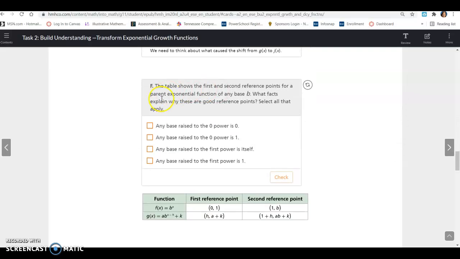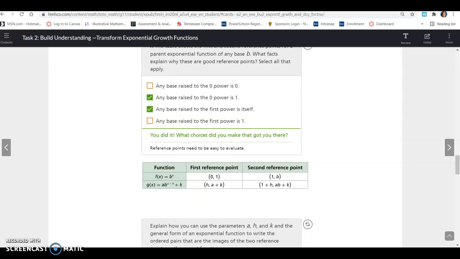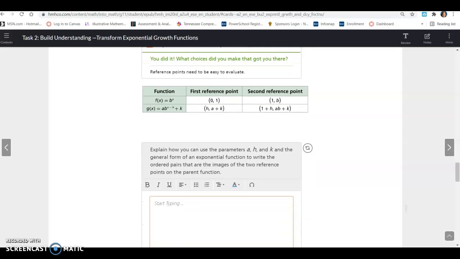So let's see what our choices are. Any base raised to the 0 power is 0. That's not true. Any base raised to the 0 power is 1. So that's the second part. Any base raised to the first power is itself. That's true. 2 to the first is 2, 3 to the first is 3, etc. Any base raised to the first power is 1. That is not true. All right, so they're just saying using those first 2 points, they're always going to have the same rules. Anything to the 0 power is going to be 1, and any base raised to the first power will be whatever you started with, whatever the base is.